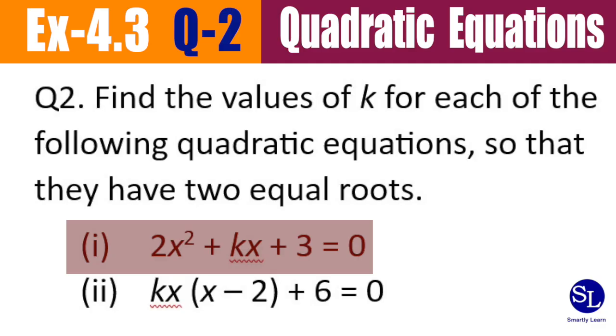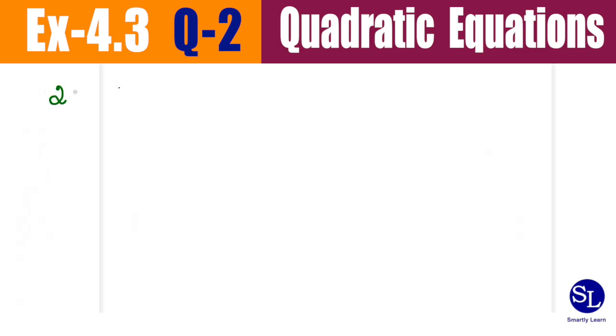2x squared plus kx plus 3 is equal to 0. So let's note down the equation. 2x squared plus kx plus 3 is equal to 0. We are supposed to find out what values this k can possibly take. The given condition is the roots are real and equal. We know that if the roots are real and equal, the value of b square minus 4ac is exactly 0.